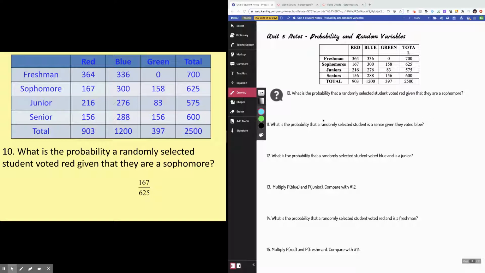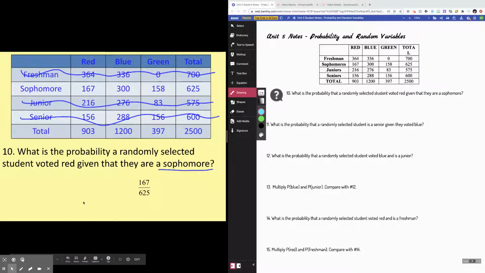So this question here is asking what's the probability that a randomly selected student voted red given that they are a sophomore. The condition, the thing that we already know is true, is that they're a sophomore. So I don't care about the freshmen, the juniors, or the seniors. I'm going to focus in on the sophomores. It's almost like you can draw a bag around it, like a bag of marbles, and circle it. That's the category that you care about.